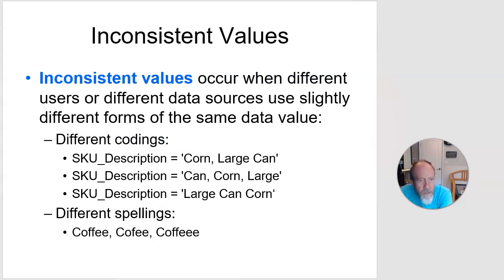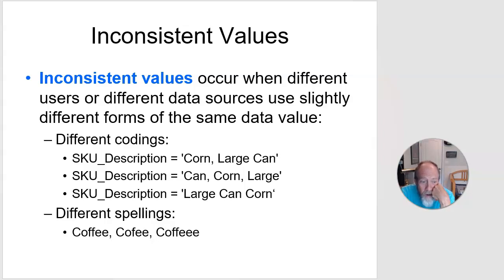Inconsistency. Oh, my favorite. This is something that happens all the time. This is where people that consult make a lot of money cleaning data. So, is corn large can the same as can corn large or large can corn? Or coffee and coffee and coffee? Let's say you're doing an analysis, you want to know how many people bought coffee, or how much coffee you sold. And coffee appears in the database under all 3 of these different spellings.